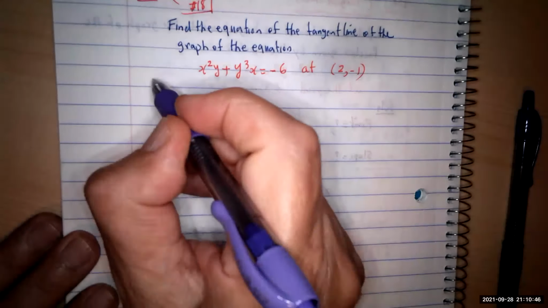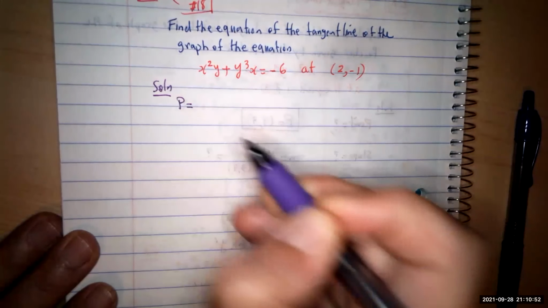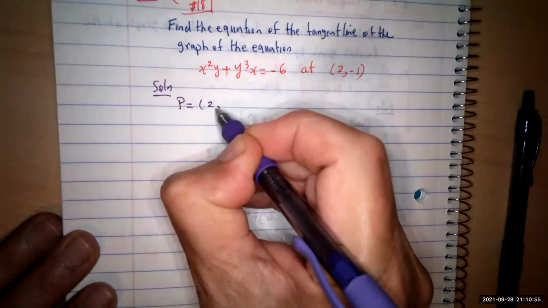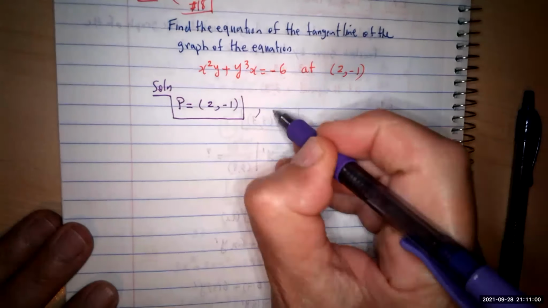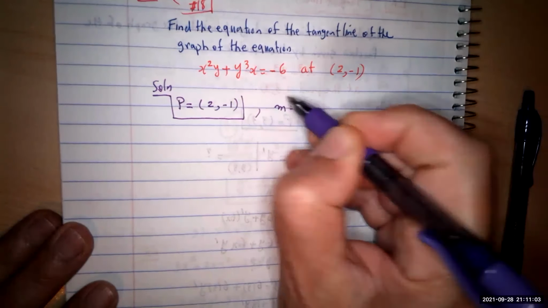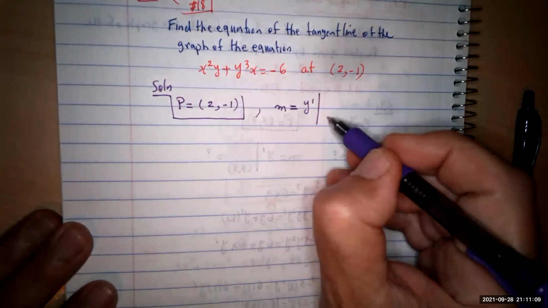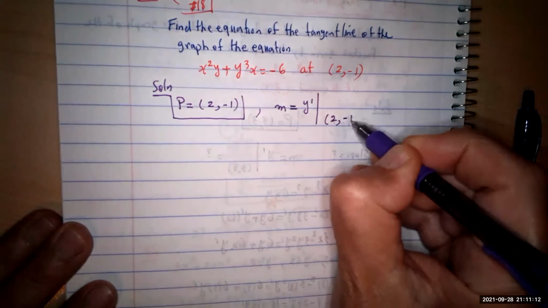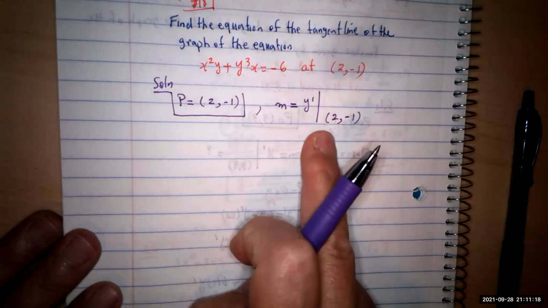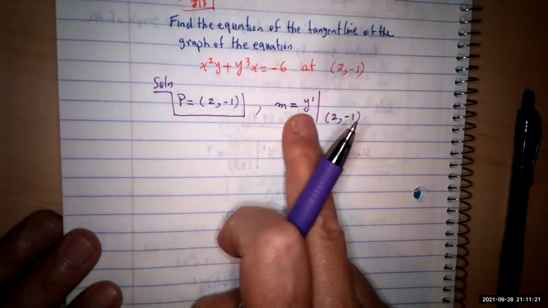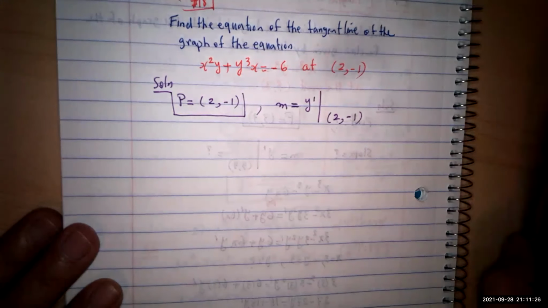Okay, are you ready? Again, you need a point. The point is already given to you. So you have the point P, which is going to be (2, -1). So that's a point. You need the slope m. So the derivative is y prime, and you have to find y prime at the point (2, -1). That will help you if you use this notation. It reminds you that you have to put x equal to 2, y equal to -1, then find the y prime. Okay. So now let's differentiate.